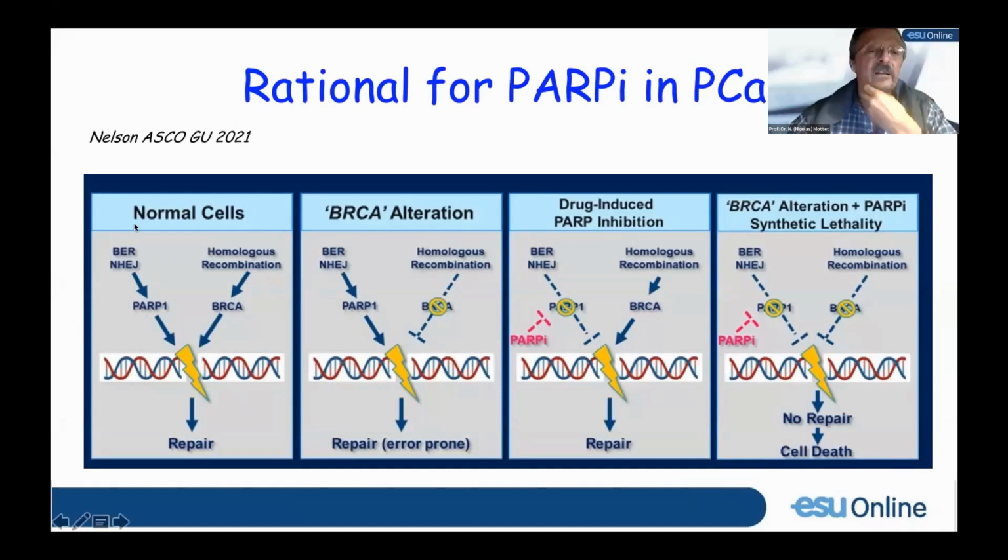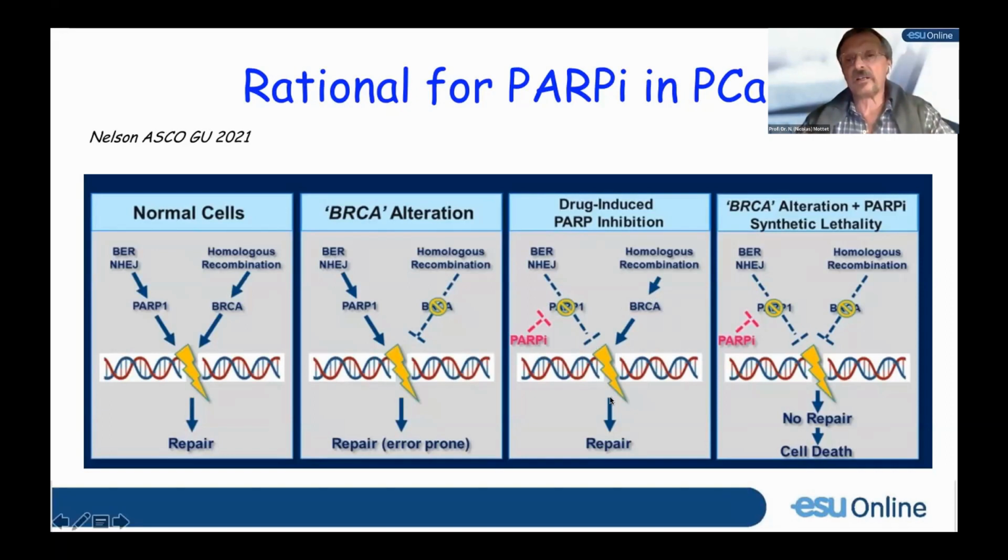In a normal cell, you have 2 things that are able to repair DNA damage, one through PARP1 and one through BRCA. If you have a defect in the BRCA pathway, the PARP1 is still working, and so the repair is corrected. If you have the other way around, if you block the PARP1 by a drug in a patient who otherwise has a normal BRCA pathway, the cell will also be repaired.